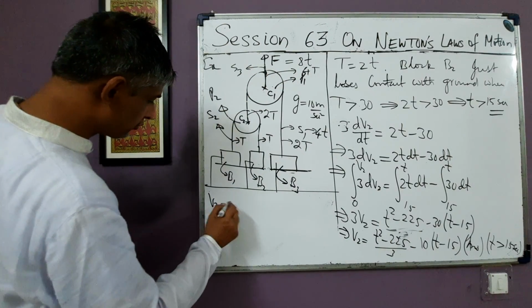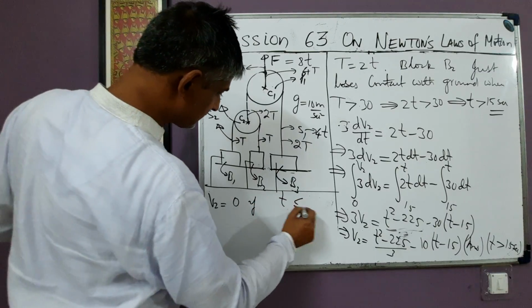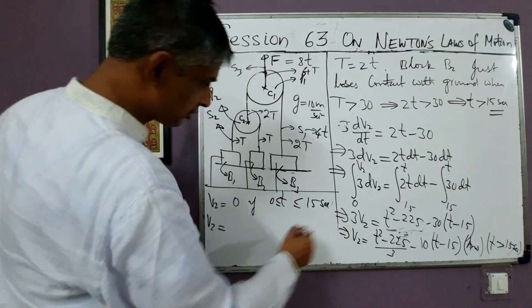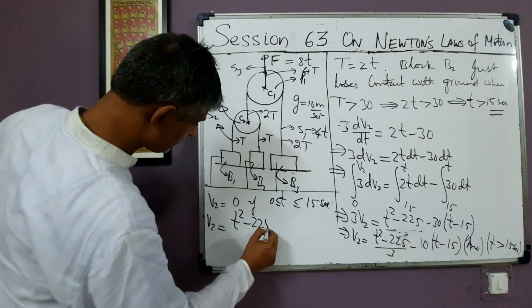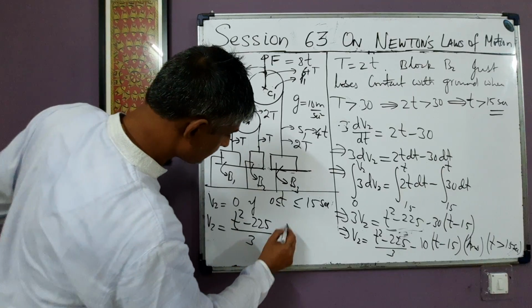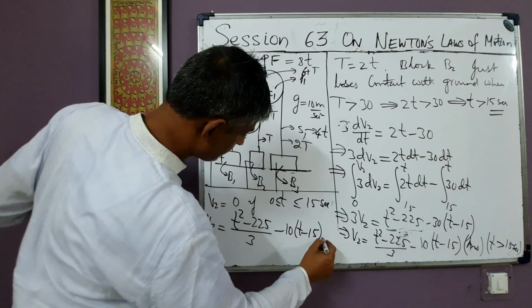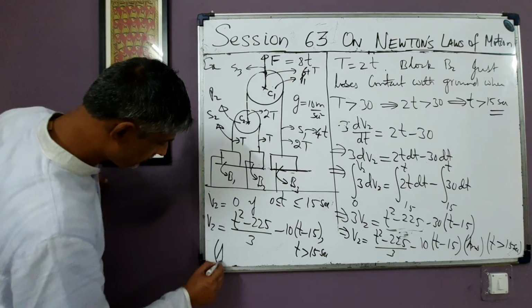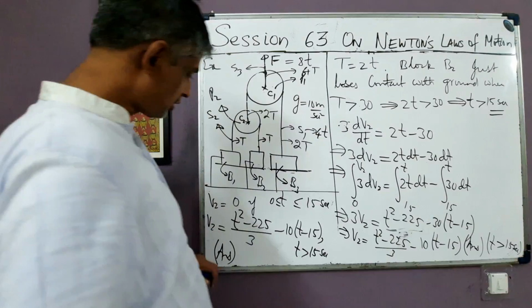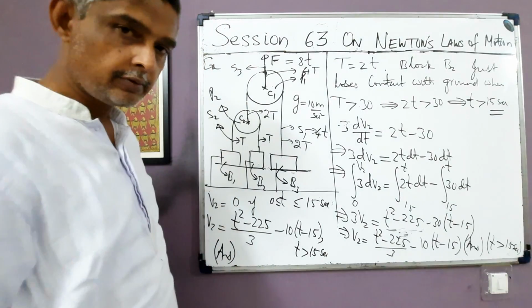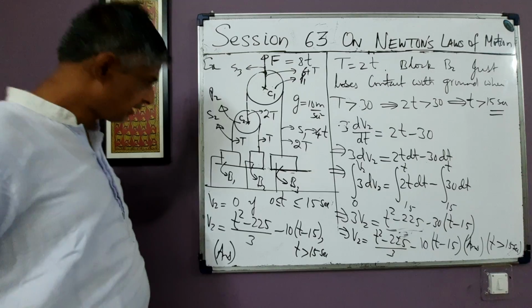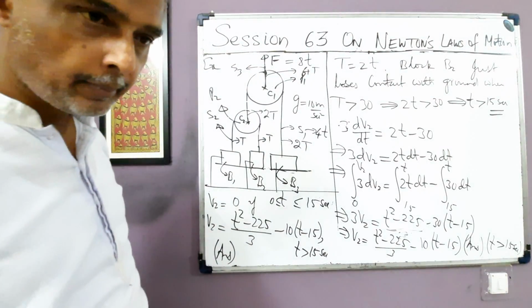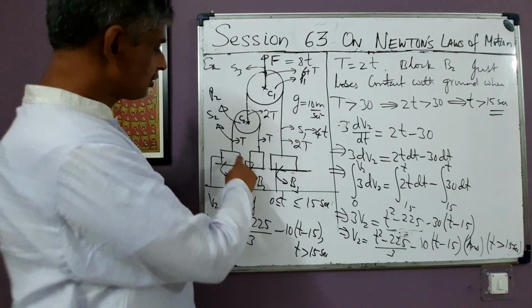So the complete expression of V2 is this. V2 is 0 if t is less than or equal to 15 seconds, and V2 is equal to this much. This is valid when t exceeds 15 seconds. This is the second part of the answer to the question. Speed of block B2 as a function of time is this much. V2 becomes t square minus 225 by 3 minus 10 times t minus 15. Alright, fine. So these two speeds we already found out.